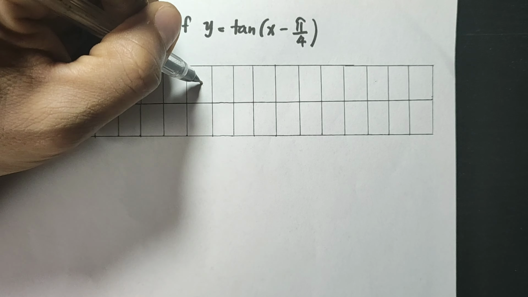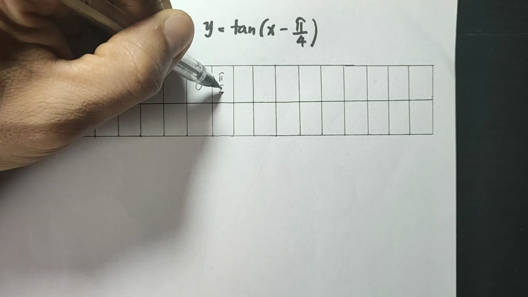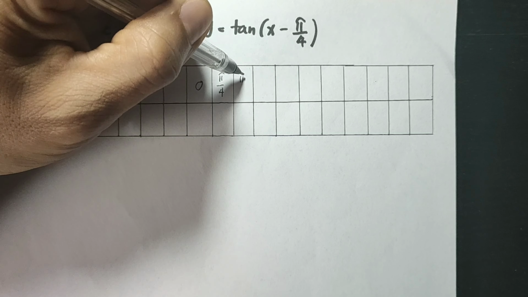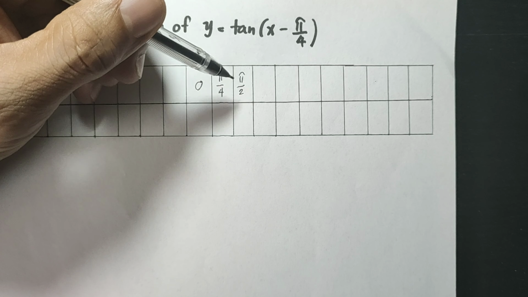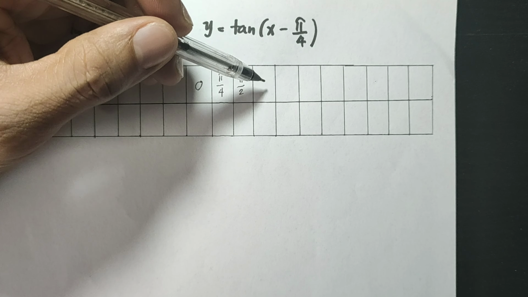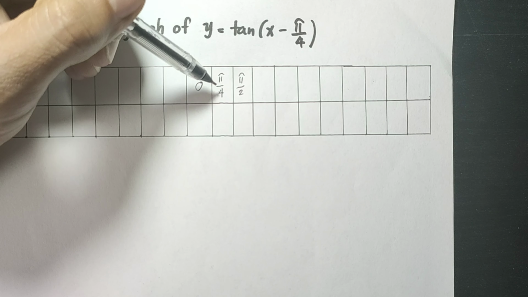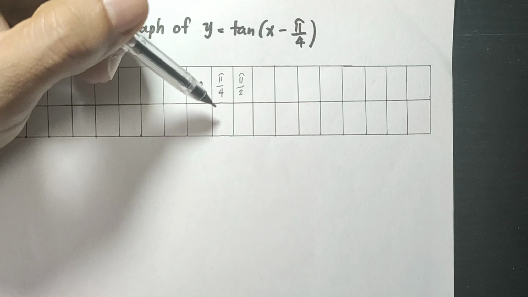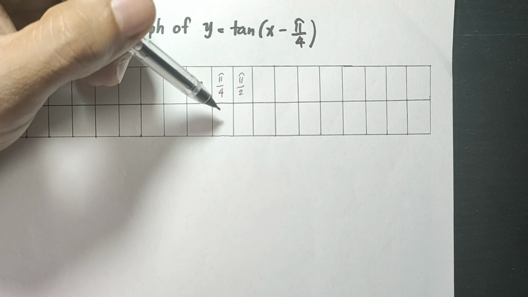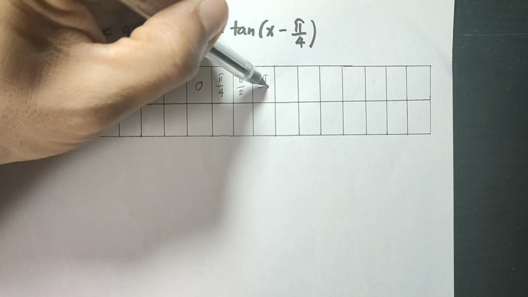Okay, starting from 0, the next will be pi over 4. Next, pi over 2. Actually, I can even start with pi over 6. The next is pi over 4, pi over 3, and so on. I'm going to start with pi over 4 and the multiples of this so that the values for y here are positive 1, 0, or undefined. Okay, so later you will see what I'm talking about. The next one is 3 pi over 4.